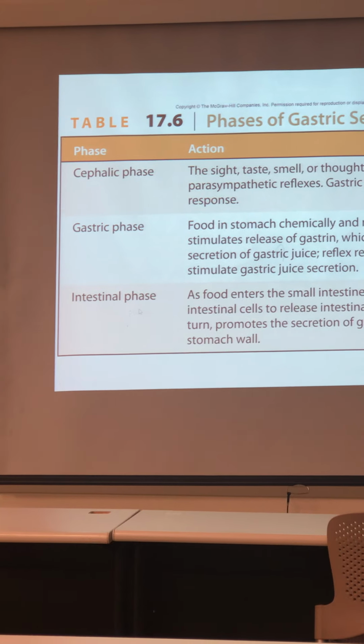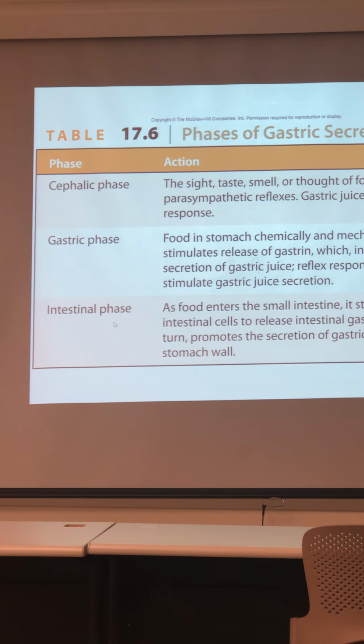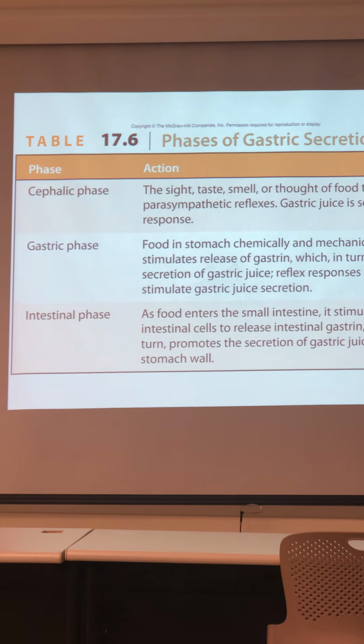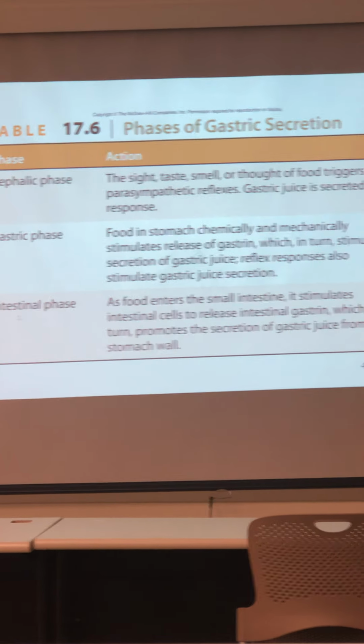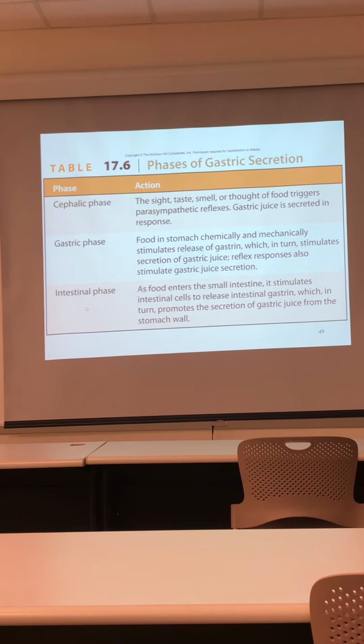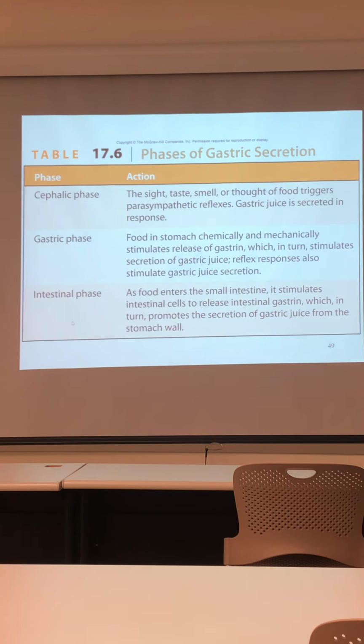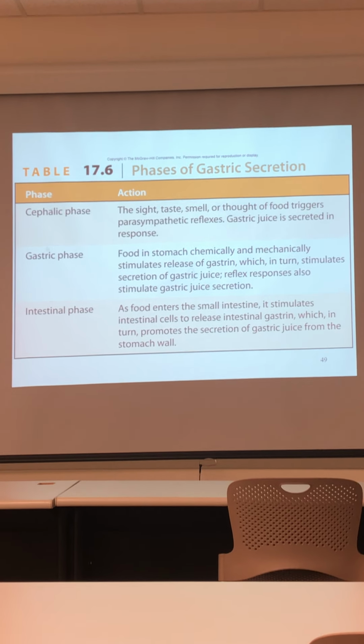And then finally, the intestinal phase, once that food moves into the small intestine where it ultimately is digested, I look at this like a rinse cycle, right? You're rinsing out the remaining contents of the stomach, pushing them on into the intestine. So just know the difference in those.